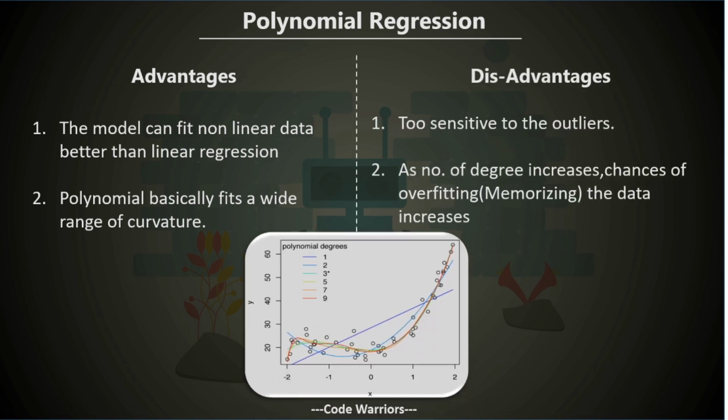And for the disadvantage, it's too sensitive to outliers. Now you need to understand what an outlier is. Outliers are kind of like the exception data points. I mean, outliers are data points farthest away from the fitting line, right? So if any of the outlier data points changes in our data set, it's totally going to change the whole curvature of our model.